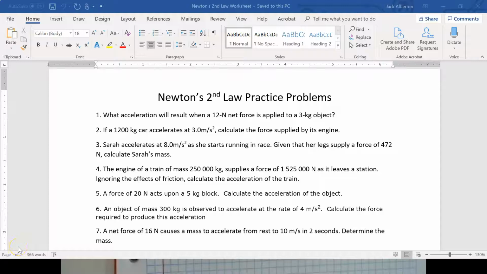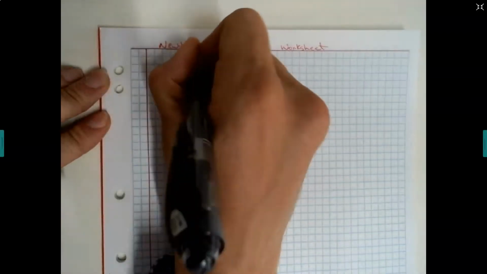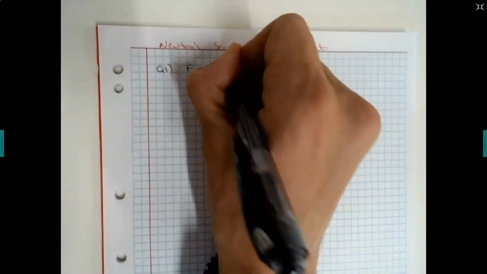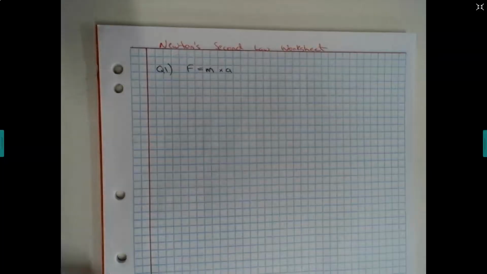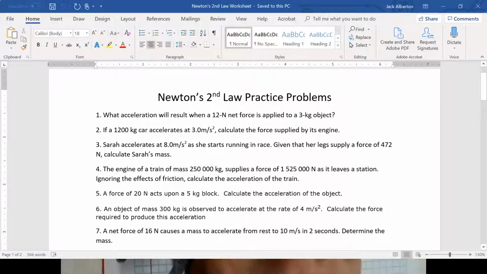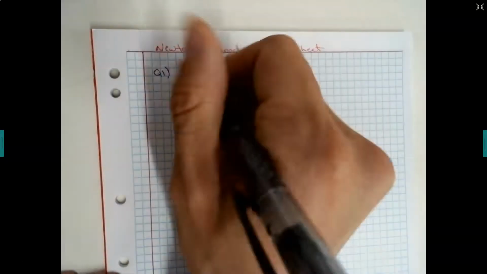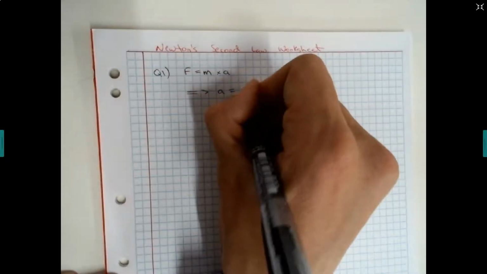Alright, so we'll go through the first few questions to make sure you're on the right track. So again, we're just applying Newton's second law, F equals ma. The first question: what acceleration will result when a 12 Newton net force is applied to a 3 kilogram object? We're finding acceleration, so we'll rearrange this equation. If we rearrange it, it becomes acceleration equals force over mass.